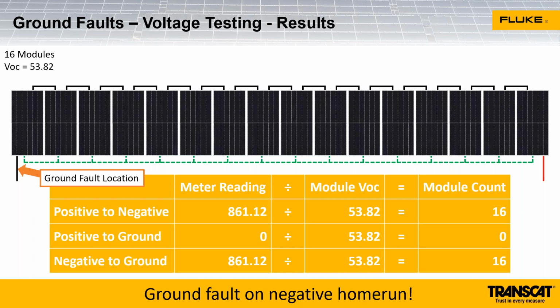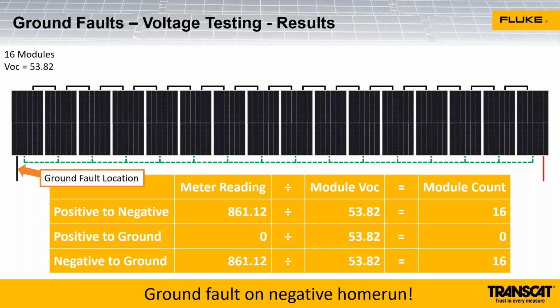This is actually relatively easy to miss because your brain, as you're going through testing, you're expecting to see either the open circuit voltage of the string or 0. So it's very easy as you're going through this test procedure to see, oh, 861, yeah, that's fine, and keep going. When actually there is a ground fault there.